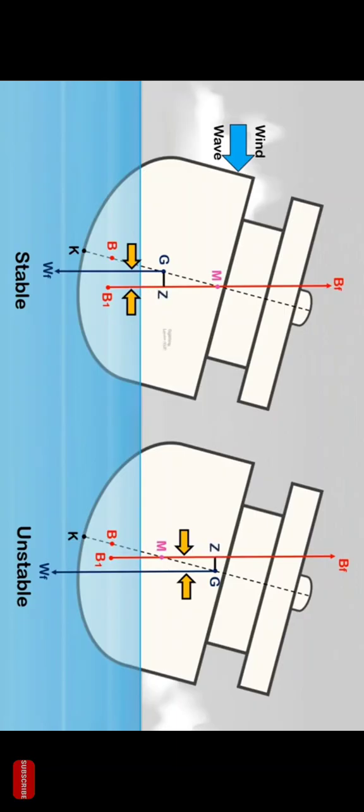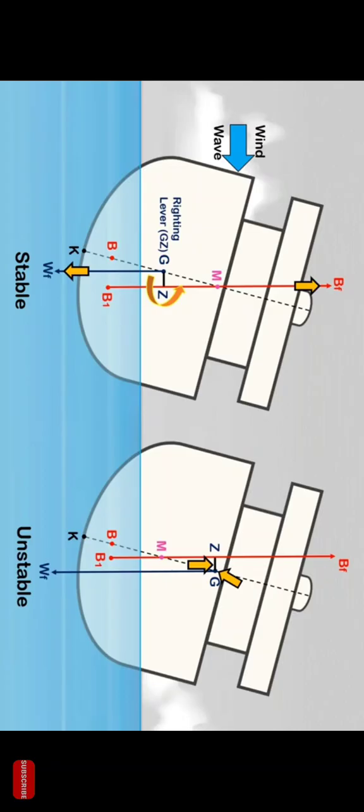GZ, or righting lever, is the horizontal distance between the center of gravity, G, and the vertical line of action of the buoyancy force. If moments are taken about the ship's center of gravity, G, in stable condition, there is a moment to return the ship to an upright position, since the righting lever was created on the low side. The weight force acts vertically downward on the high side, while the buoyancy force acts vertically upward on the low side, creating a moment that will bring the ship to an upright position.